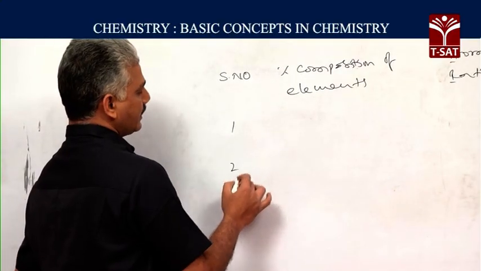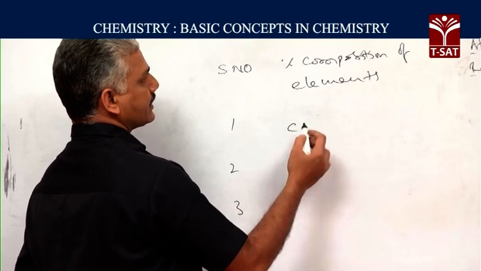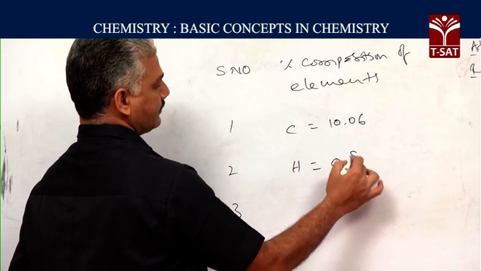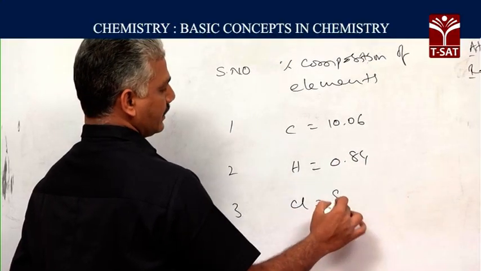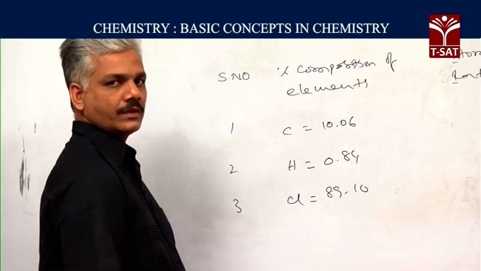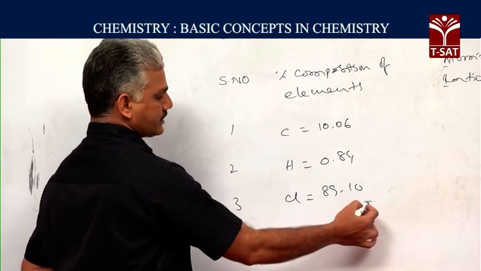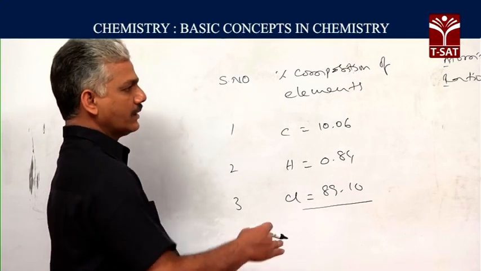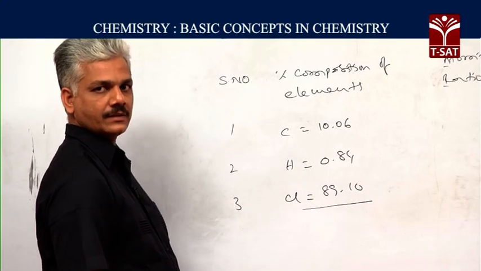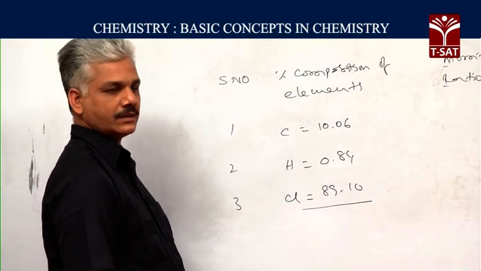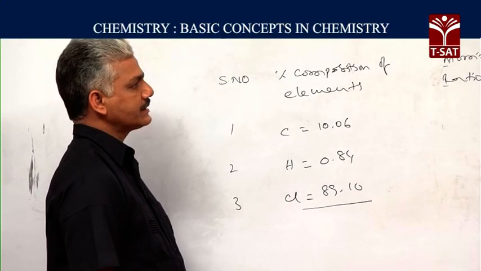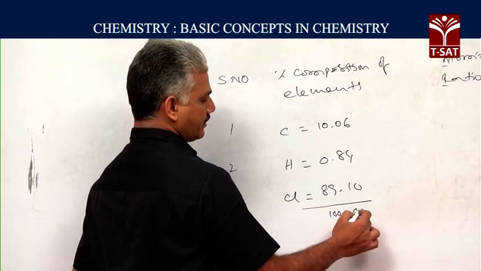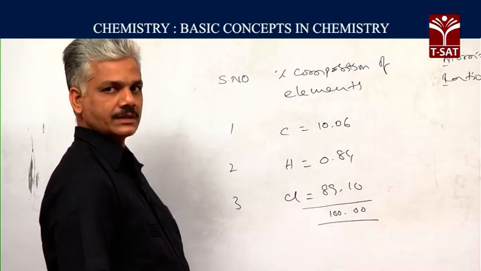Now, in the given problem, 3 elements are specified. One is carbon, another one is hydrogen, and the third element is chlorine. Before proceeding to the next stage, we have to check the total of percentage composition. If it is equal to 100, we can proceed further. If it is not equal to 100, you take the difference as the percentage of oxygen, whether it is specified in the problem or not. In this case, the total comes out to 100%. So, we can continue to the next stage.